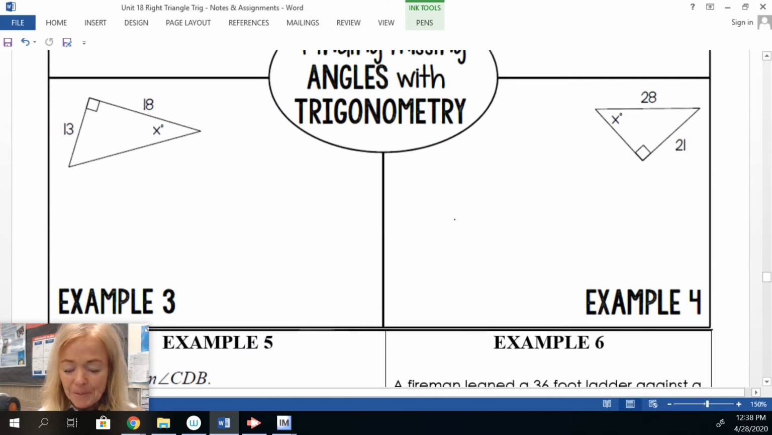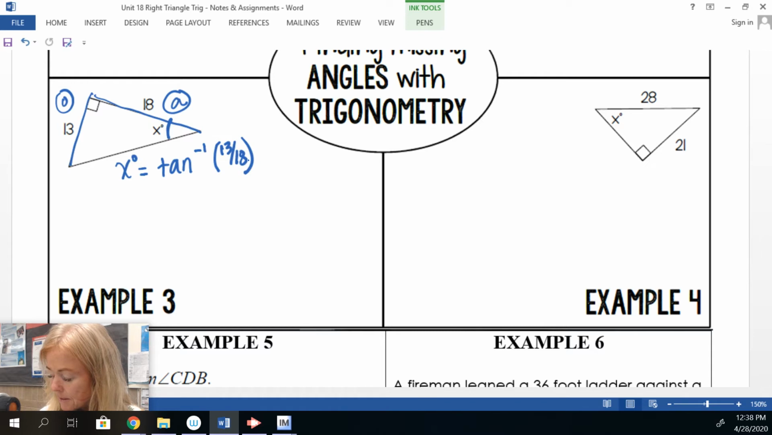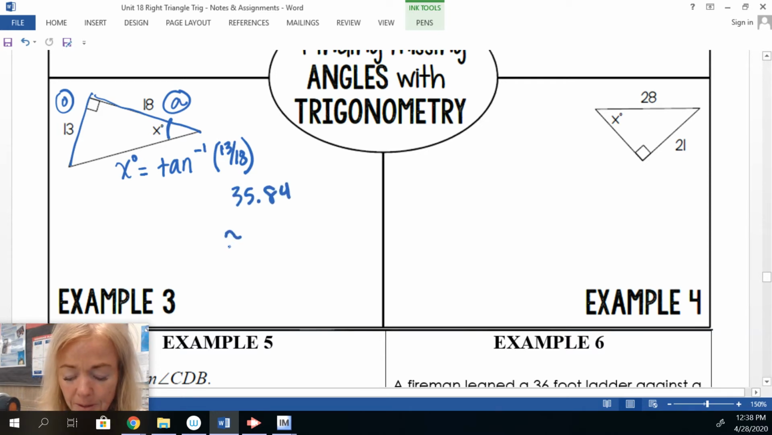Okay. All right, next one, we have the angle here, x degrees, and we have this side which runs into the angle, so adjacent. We have this side that's opposite the angle, O, and this is going to be tangent. So x degrees will equal tangent inverse of opposite divided by adjacent, 13/18. Just placing that right in the calculator, 13 divided by 18 is 35.837. So 35.84, which is approximately 36 degrees.